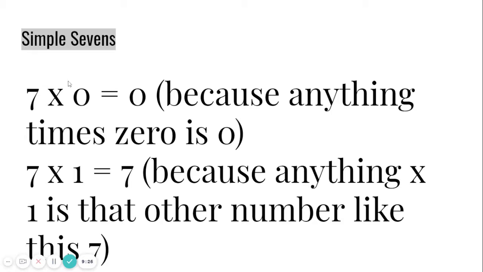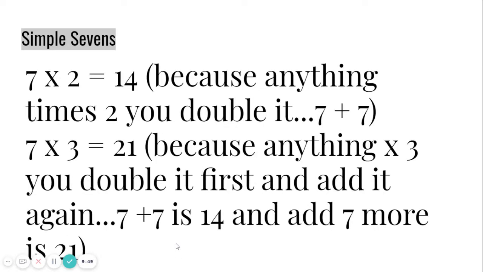Simple 7's. 7 times 0 equals 0 because anything times 0 is 0. 7 times 1 is 7 because anything times 1 is going to be that other number. So we're not going to think about it being the 1. We're going to think about it being the other number. 7 times 1 is 7. 7 times 2 is 14 because we've got 2 7's. 7 and 7 is 14.